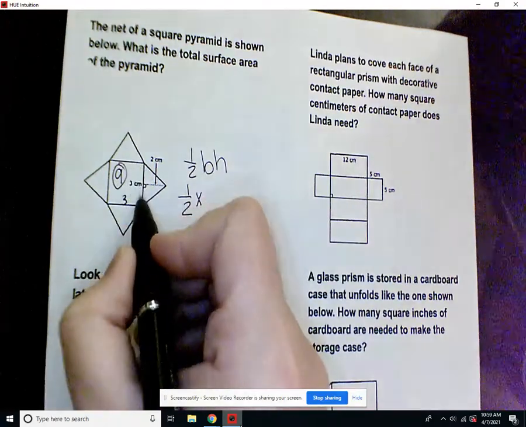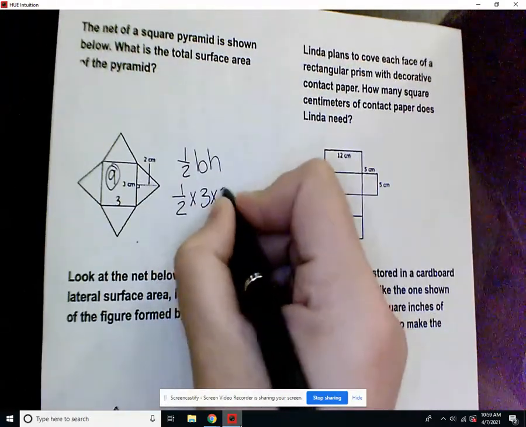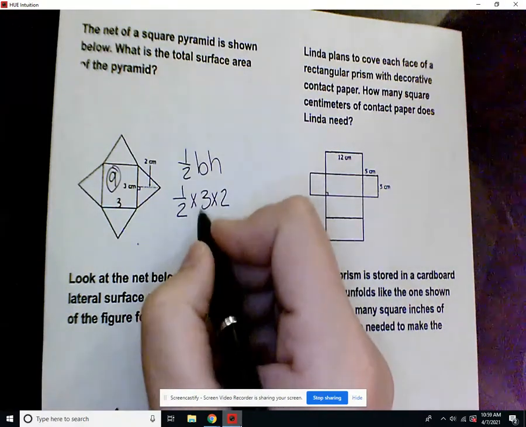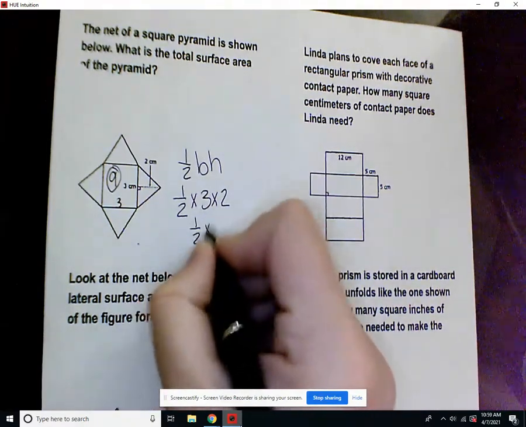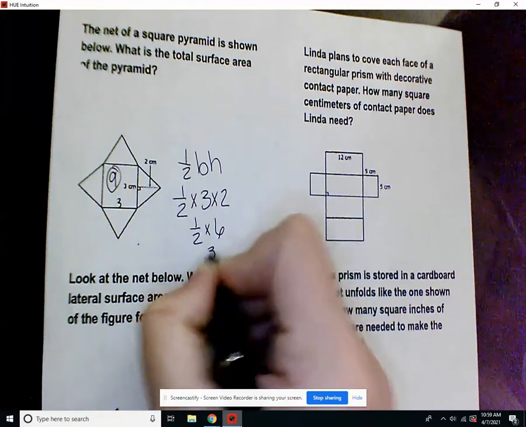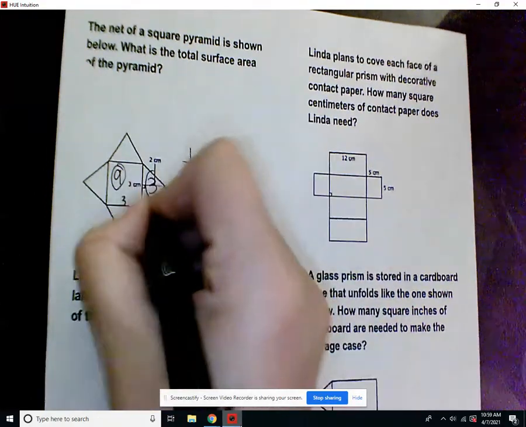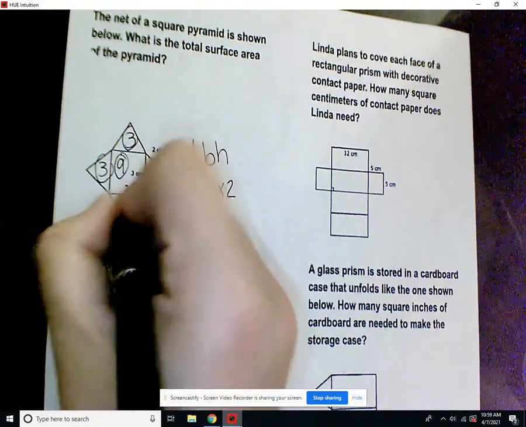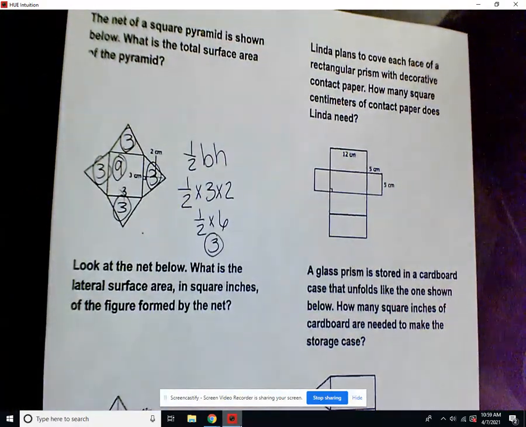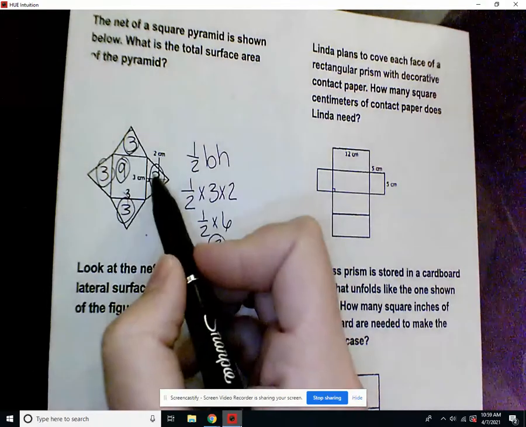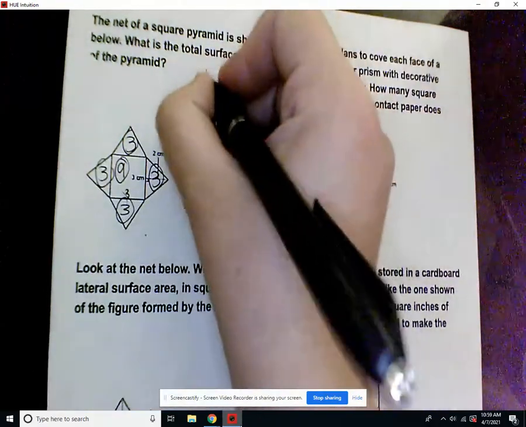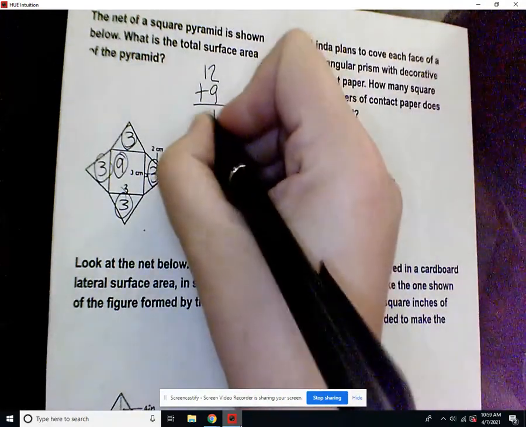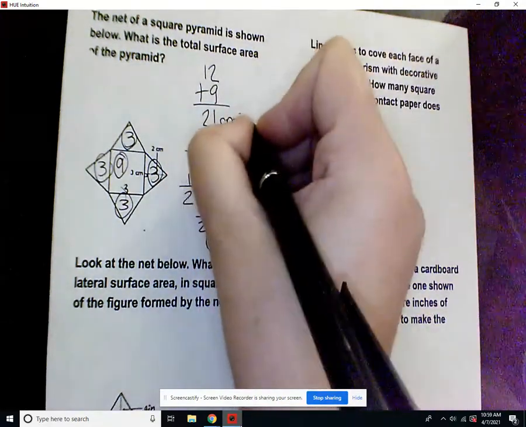So the base of my triangle is 3. The height of my triangle is 2. So we're going to multiply 3 times 2, which is 6. And then we're going to take half of 6, which is 3. So all the triangles, since it's one height, will all be the same. And then we're going to add everything up. So 3 plus 3 plus 3 plus 3 is 12. Plus our 9 is going to be 21 centimeters squared.